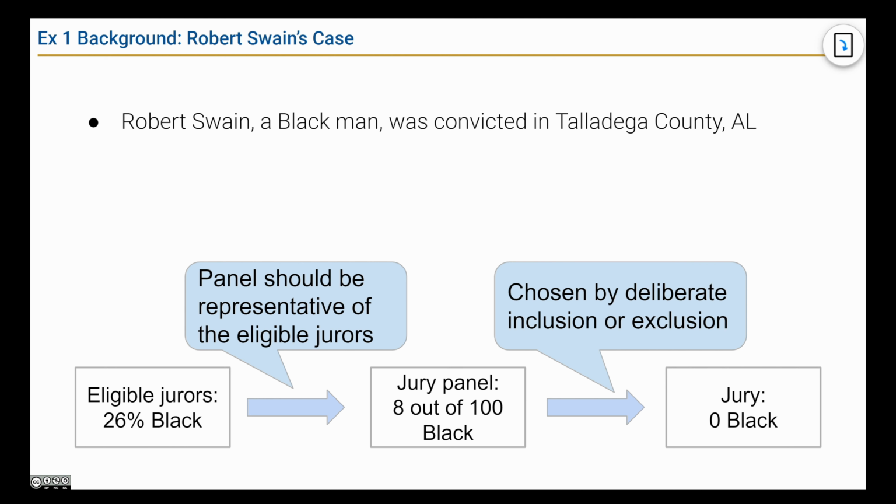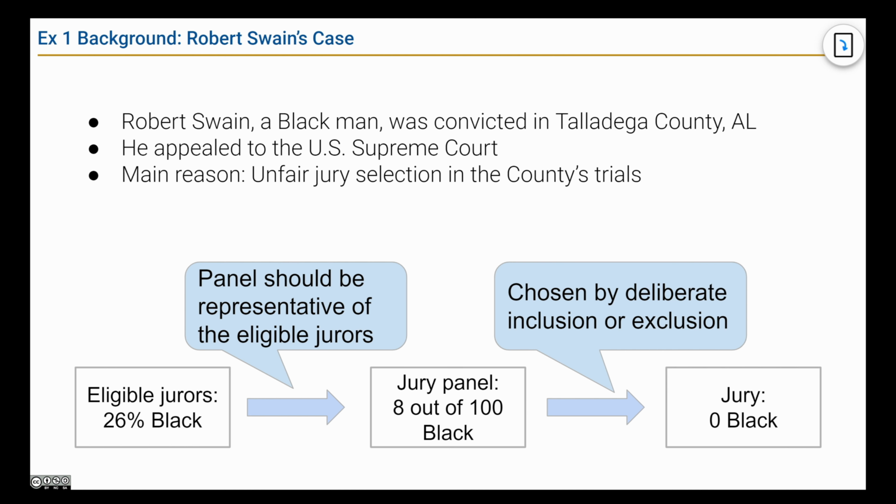Robert Swain was convicted in Alabama, and at the time, the eligible jurors in the county were 26% Black people. It turns out that out of the 100 people on the jury panel, only 8 of those people were Black. And then after the process of deliberate inclusion or exclusion, there were 0 Black people on the final jury. So after he was convicted, he appealed his case to the U.S. Supreme Court with the reason that there was unfair jury selection in the county's trials.